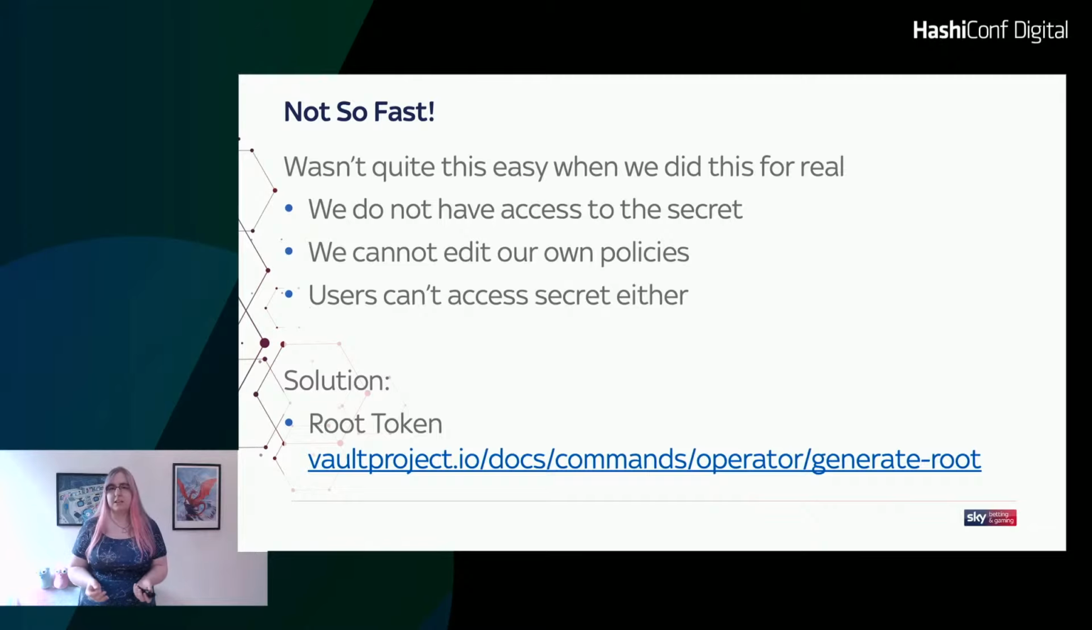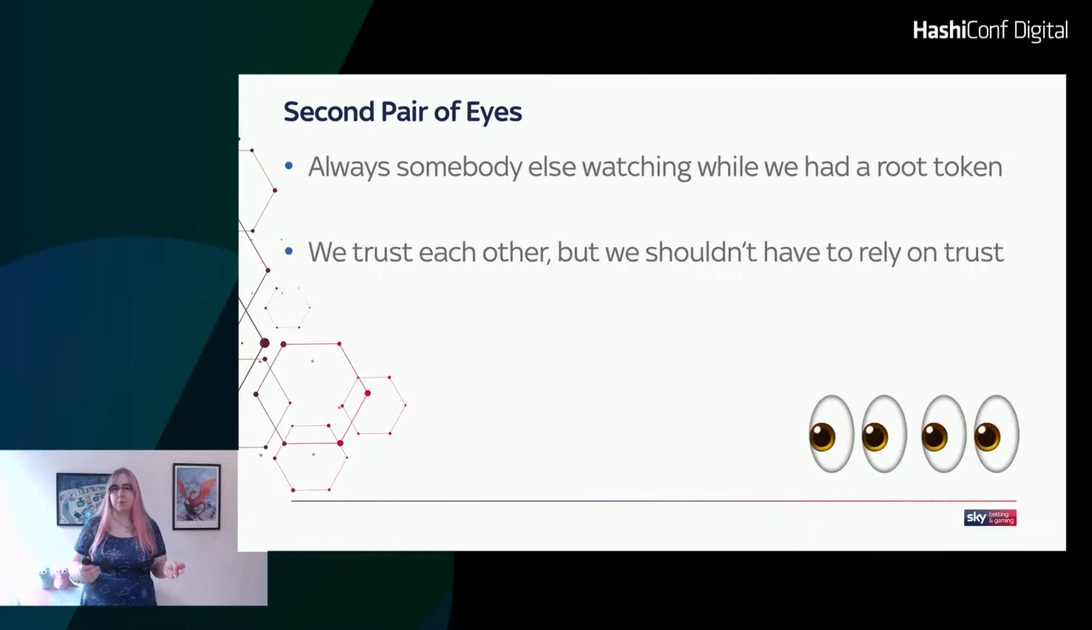Now, if you've not generated one of these before, essentially you provide Vault with some of your Shamir unseal shards, and then you get back an all-powerful root token, with which you can do whatever you like. And so to make that as safe as possible, we decided we were going to have a second person watching at all times, from just before we generated this root token until right after the cluster itself has been destroyed.